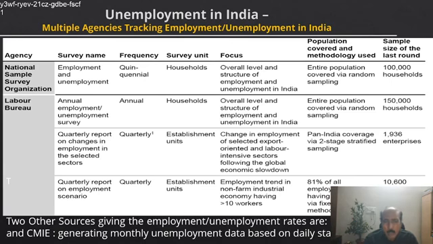It means that from 1972-73 till 2011-12, we have a consistent data series which will give you the trends in the employment or unemployment in the country. And this is the most credible and reliable data we have as far as the unemployment is concerned. Because the NSSO conducts the survey only after 4 years, and we need the data more frequently.